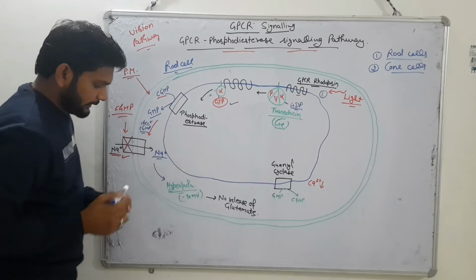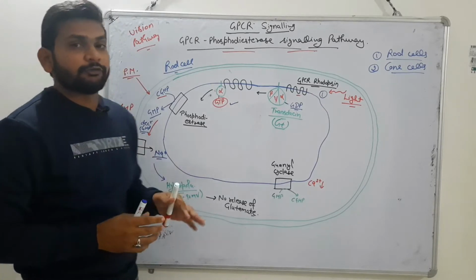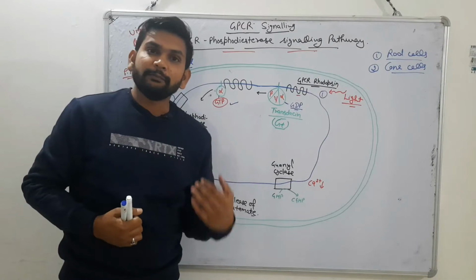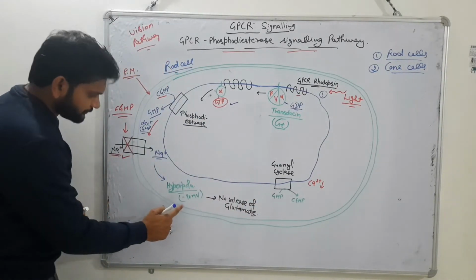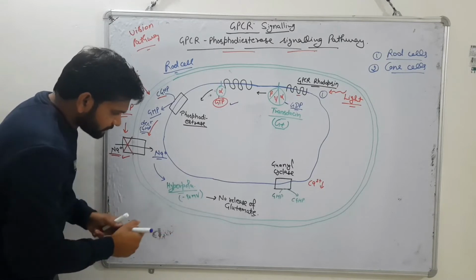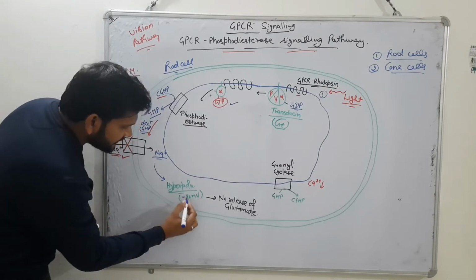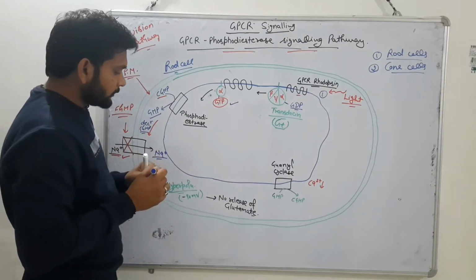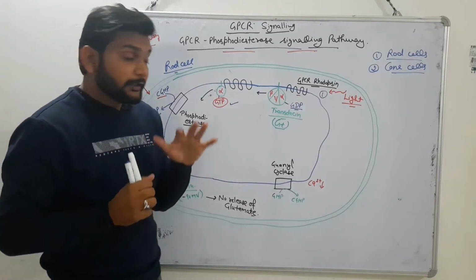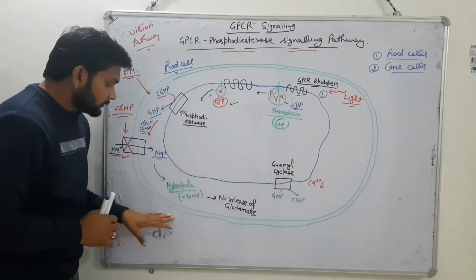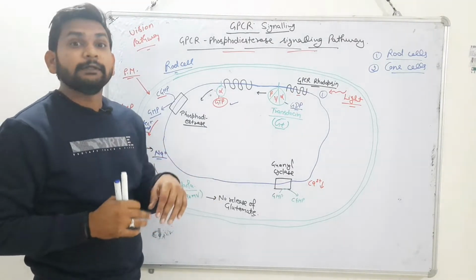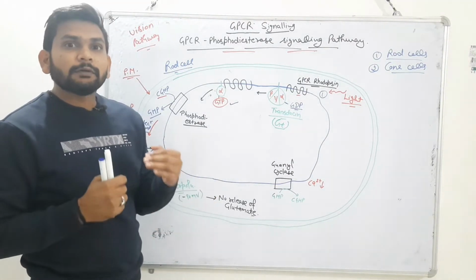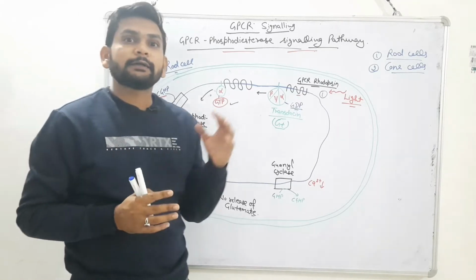So here the situation is hyperpolarization. Hyperpolarization means hyperpolarization of the plasma membrane. It will convert into minus 90 mV. In the situation of hyperpolarization, the calcium ion channels also get closed.